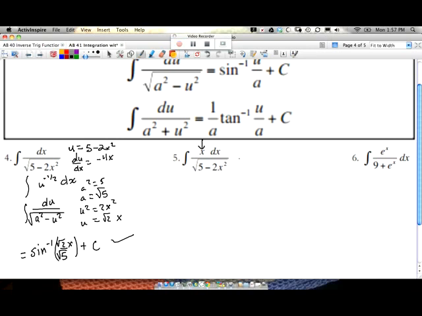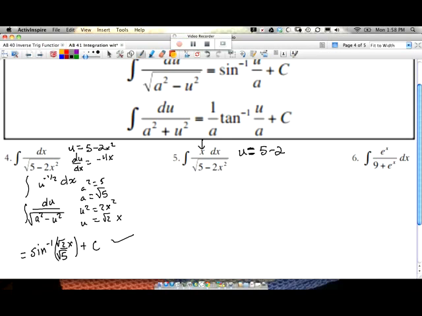So there's a lot of things that I could try to work my way around, but in general, this is much easier with a straightforward u substitution. So if u equals, what are we looking for? If u equals 5 minus 2x squared.